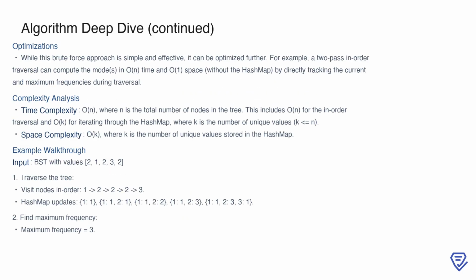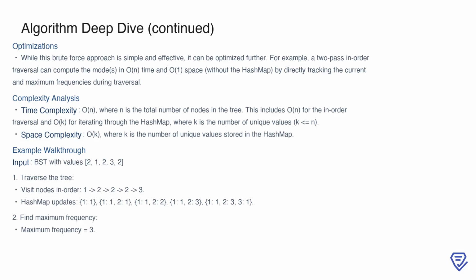Although the brute force approach is simple and effective, there are opportunities for optimization. For instance, by performing a two-pass in-order traversal, we can compute the modes in O(n) time and O(1) space, avoiding the need for a hash map altogether.